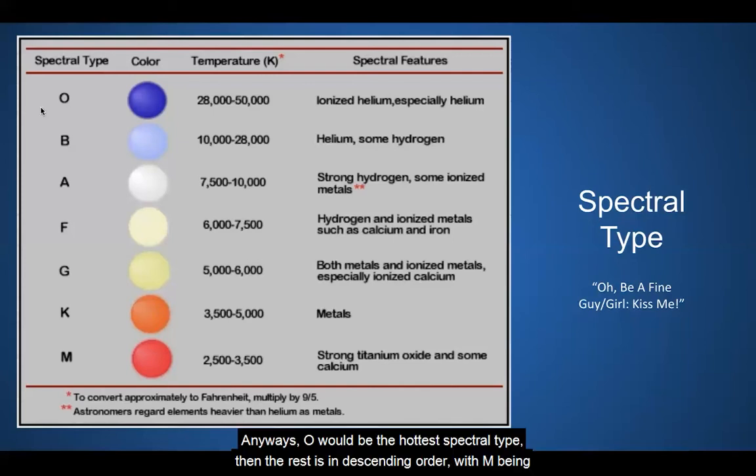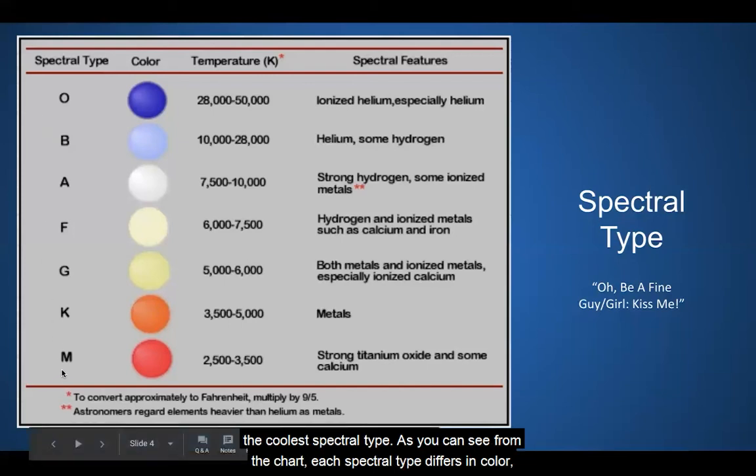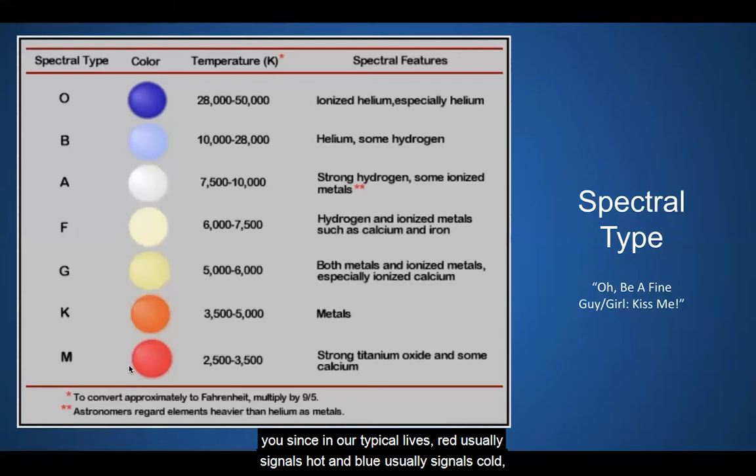Anyways, O would be the hottest spectral type. Then the rest is in descending order, with M being the coolest spectral type. As you can see from the chart, each spectral type differs in color, with O being blue and M being red. This might be counterintuitive for some of you, since in our typical lives, red usually signals hot and blue usually signals cold. But when we're talking about stars, remember, blue is hot and red is cold.